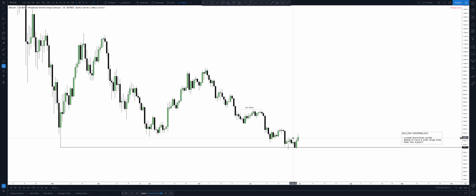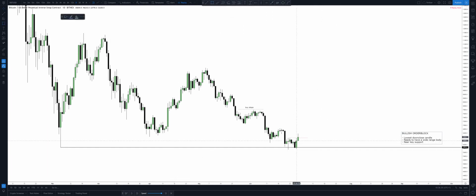So right here, let's mark it out. Use a different color for it. So in this case, we swept this low, so we know liquidity has been engineered. This was the previous high, and we have a breaking structure right now. So we formed a high, a low, a higher high. We got our lowest down close candle. It needs to have a wide range body. It has a wide range body. So we know this is our area of interest.